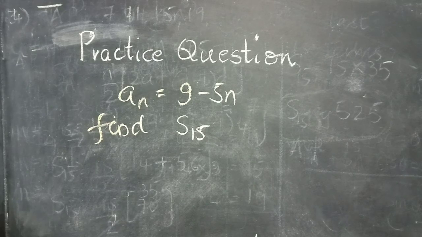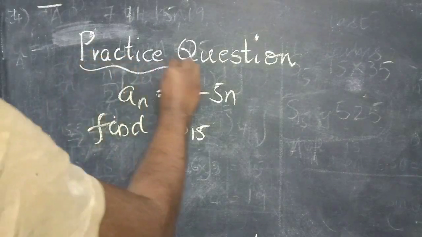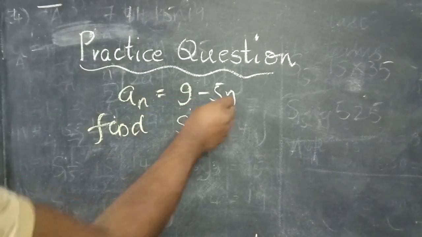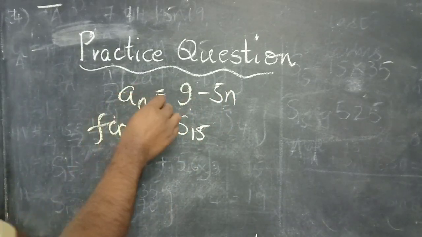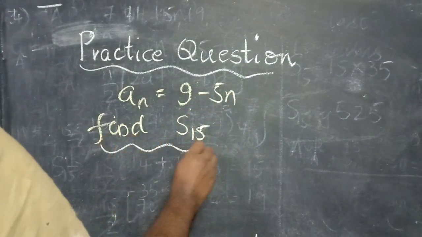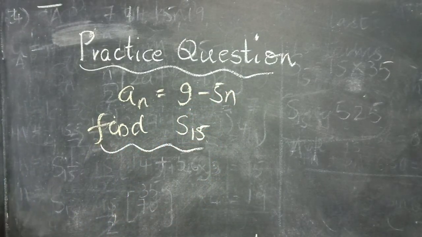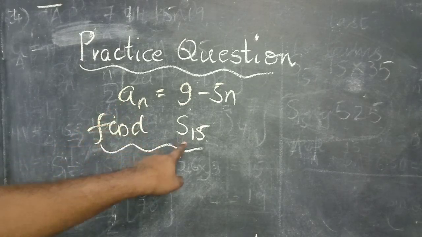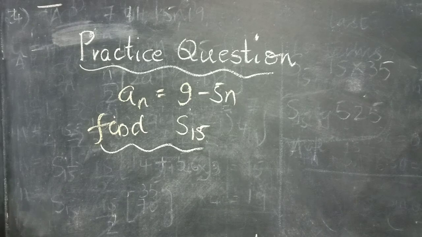The questions to practice. Now we define an equals 9 minus 5n. The nth term of an AP is given by an equals 9 minus 5n. Find the sum of first 15 terms. Find out a1, a2, a3, a4. Then find out the sum of 15 terms.